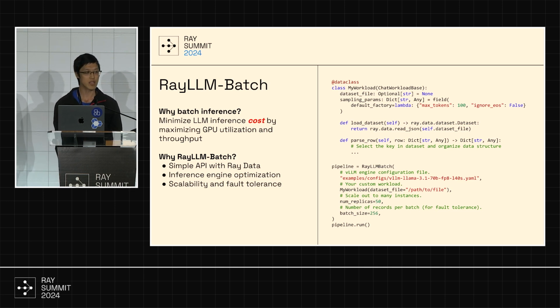And then you can choose how to process that data in any format you like and then feed it into the LLM. And after that, the only thing you need to do is to provide its workload along with engine configuration. And then that's it. You are creating the RayLLM batch pipeline. And then you can easily scale out this pipeline by specifying the number of replicas. And then you can change the batch size to trade off between fault tolerance and throughput. And the rest of the things will be handled by RayLLM batch.